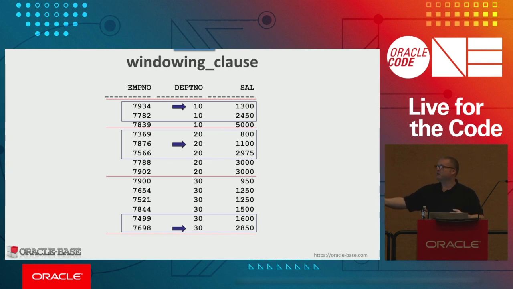If I'm in the middle of the partition, I have one row preceding, one row following. If I'm at the bottom, there is no following row, so I just have current row and the preceding row. So it's important to remember what this is doing in the context of a partition.